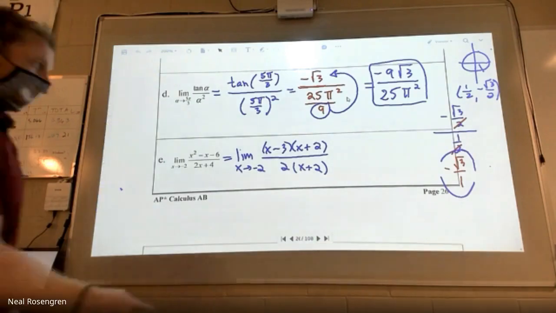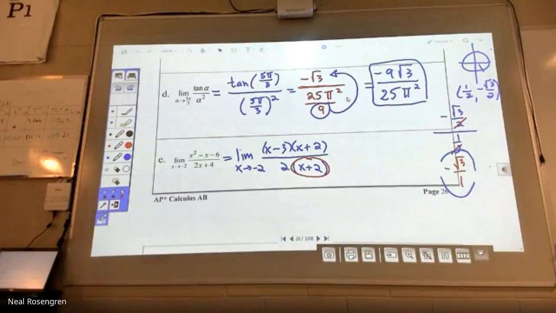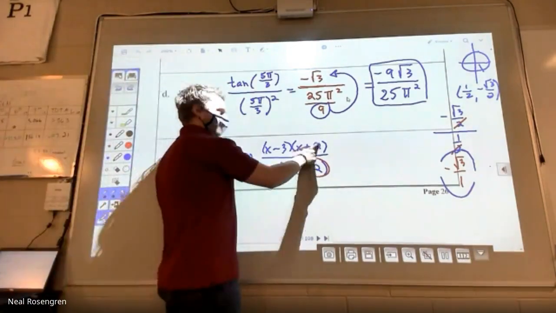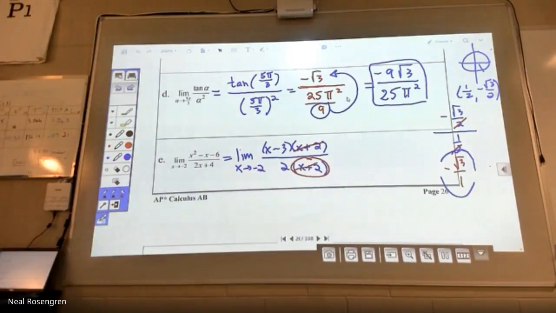And where's the problem? Right here. Plugging in -2 into that factor was the issue. Well, yay, I have an x plus 2 up top and on bottom, so I can divide away the problem. That's why we call it a removable discontinuity, so I can remove the issue.